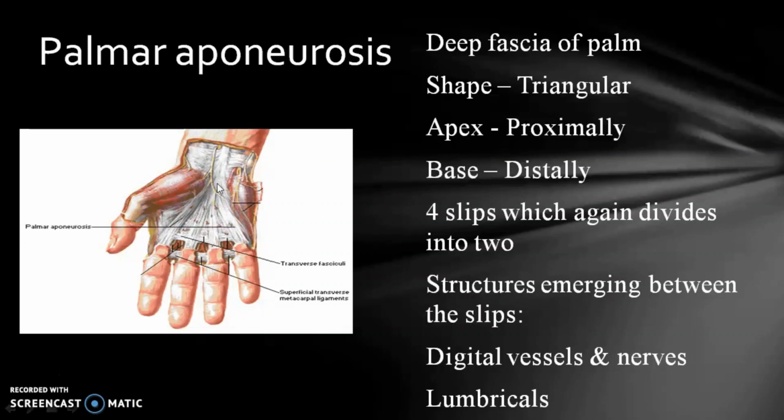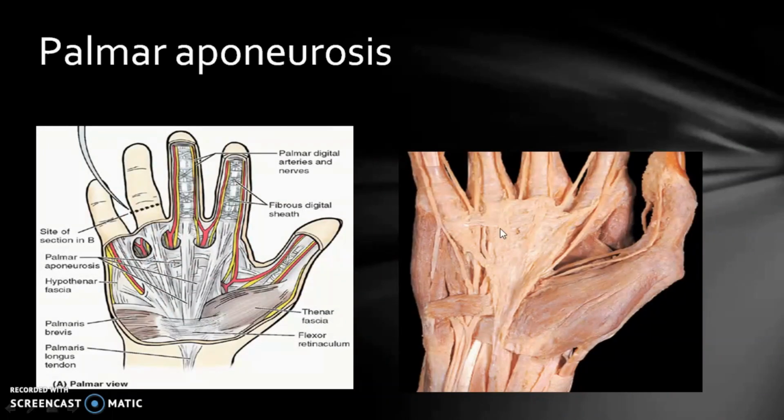So this is the apex part of palmar aponeurosis, this is the base part, and here we will be having four septa arising, and these four septa again near to the digits divide into two. The structures emerging between these two slips are digital vessels and nerves along with lumbricals muscles. So here the image is clear. This is the cadaveric view. Here you can see palmar aponeurosis with four septa, and here it is going to split into two, and between the septa you can see digital vessels, and we will be getting nerves also passing through this.